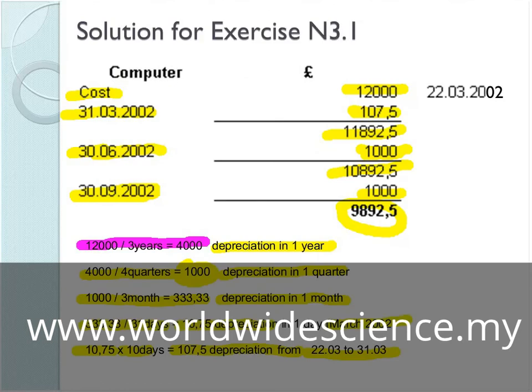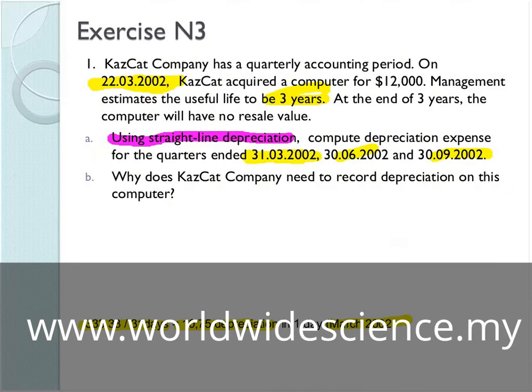Any questions? I have some questions. Why do we calculate such a small portion of depreciation? Why only for quarters? I have a question from Mr. Akmal asking why we calculate the depreciation for quarters. Because the assignment is given to you to calculate by quarters.